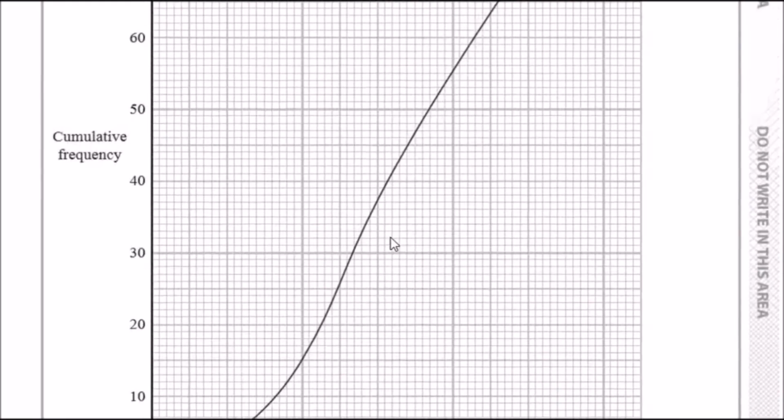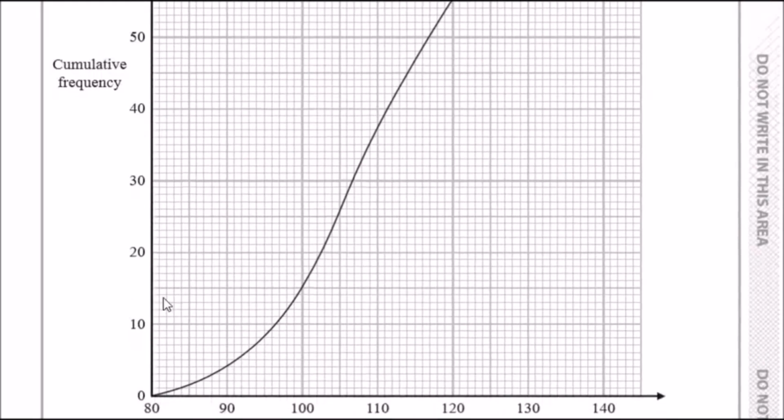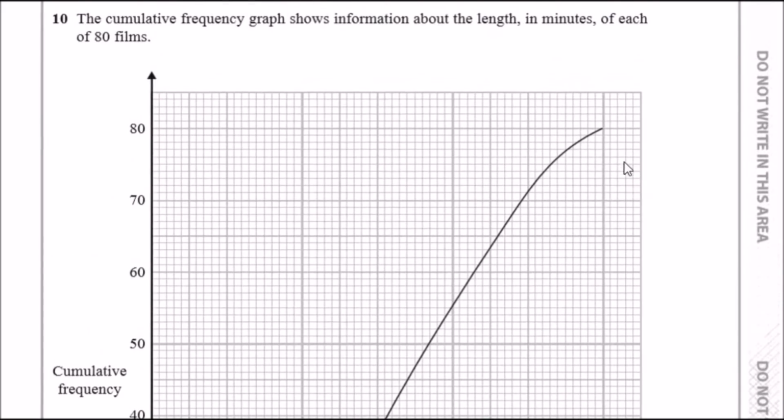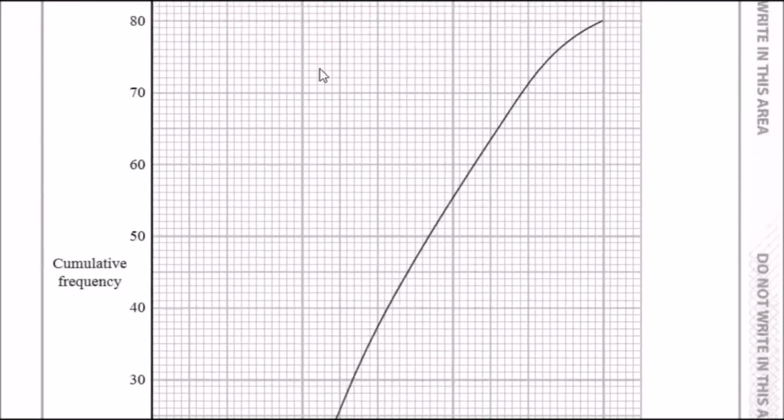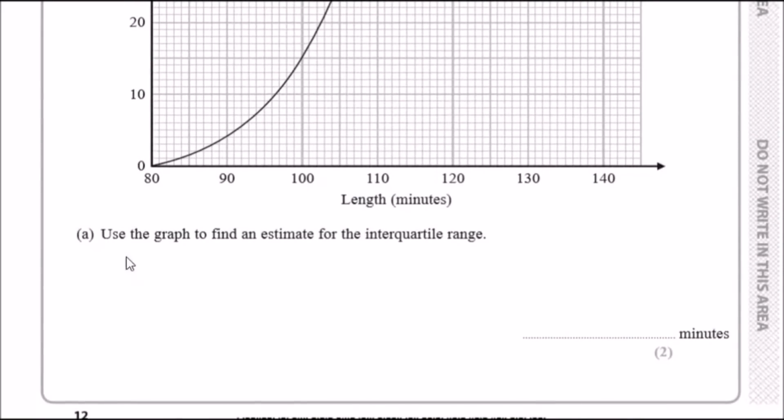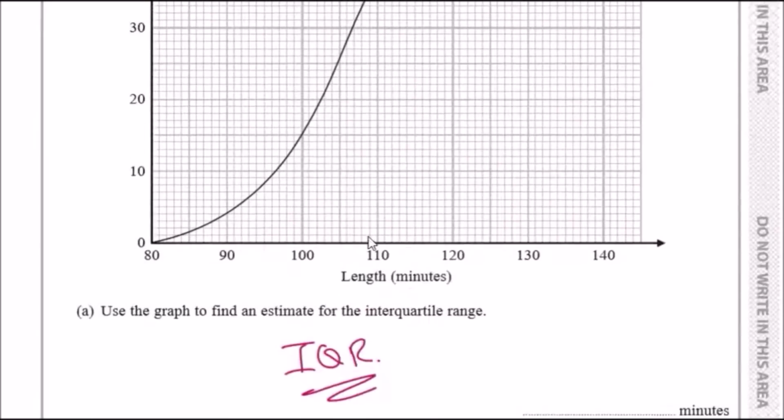It's always going to increase. Cumulative frequency graphs never go down. They always go up, up, up until they reach the maximum. So let's look at the question now. Use the graph to find an estimate for the interquartile range. So this is the IQR, guys. Now this is just simply the upper quartile minus the lower quartile, hence the name interquartile.